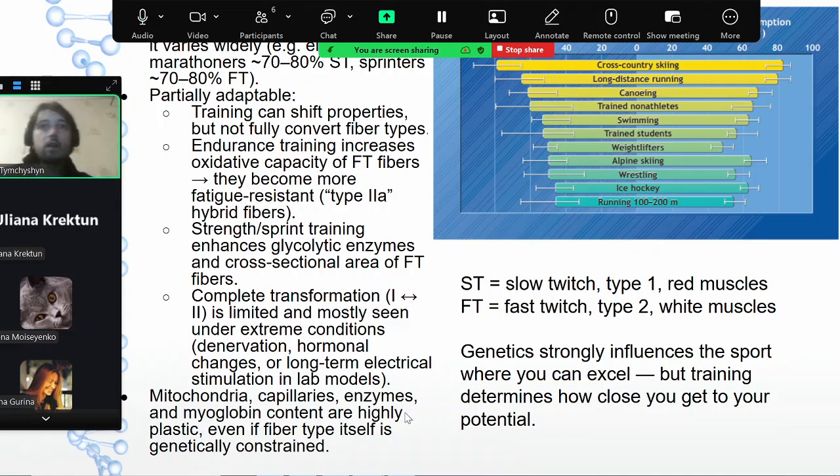And what can be modified: the mitochondria, capillaries, enzymes, the content of the myoglobin. They are more or less plastic, so even if the fiber type itself is genetically constrained, some biochemical processes may be shifted towards the side that you want. So whether you want to do some sport that needs more fast twitch fibers or more slow twitch fibers, something can be shifted.